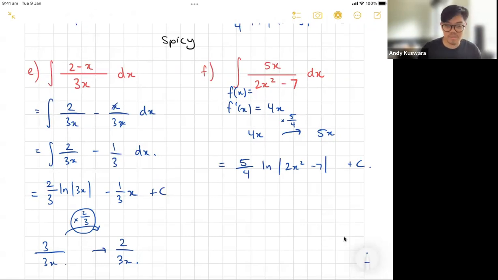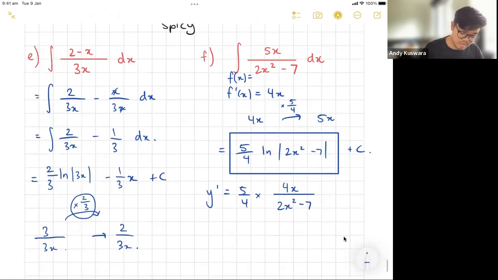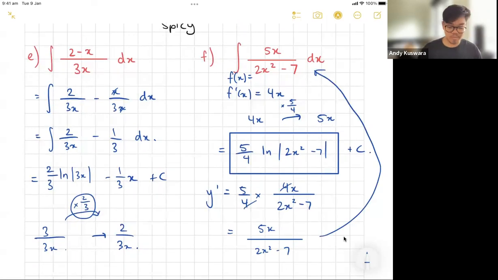And worst comes to worst, if you're not sure if you've done it right, go back and differentiate it. So if, for example, I'm working with this, the y dash now becomes 5 on 4 times 4x over 2x squared minus 7. Now if I do this, the 4's cancel out, leaving me with 5x on 2x squared minus 7. And that's exactly what we came up with. We're all good.